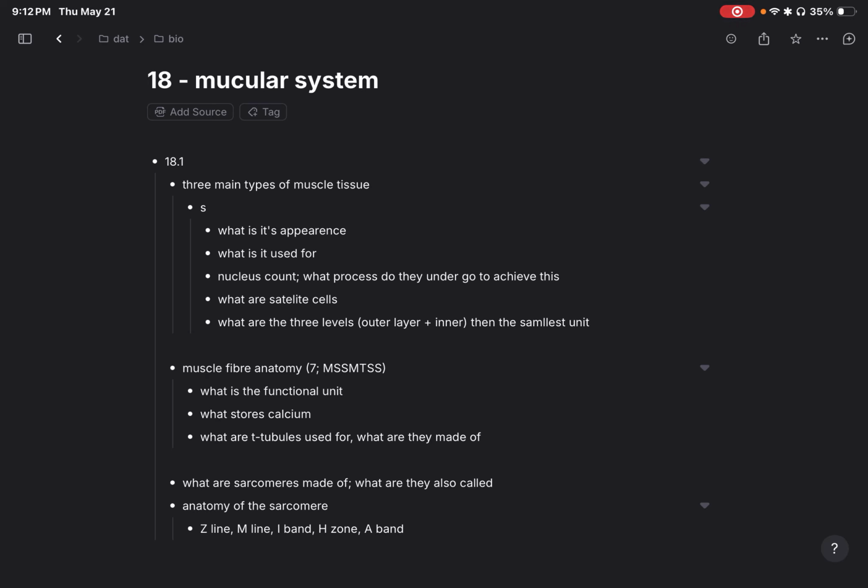What are satellite cells? Those are cells that just help repair damaged muscle cells. Like they're kind of like goblet cells. I would feel like related to the neurons, but I'm not too sure. Support and repair muscle cells, skeletal muscle cells.